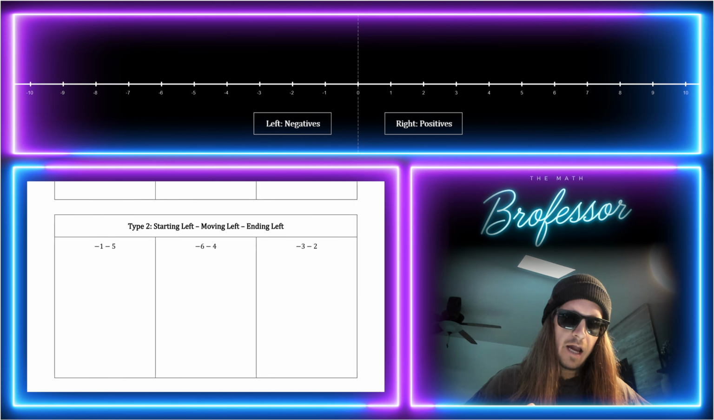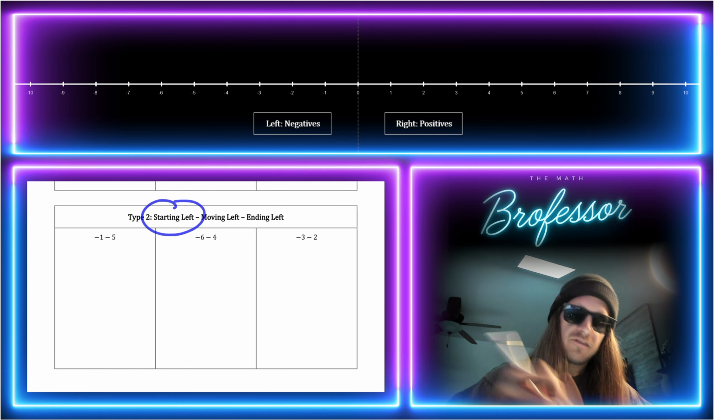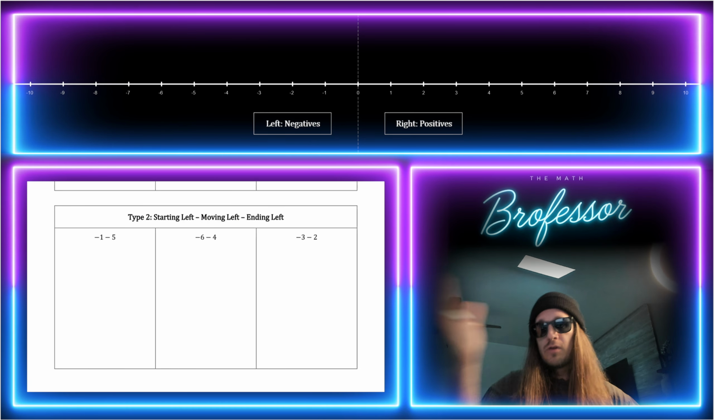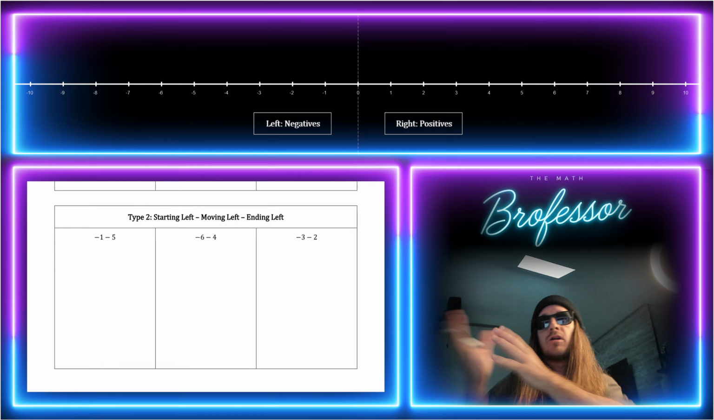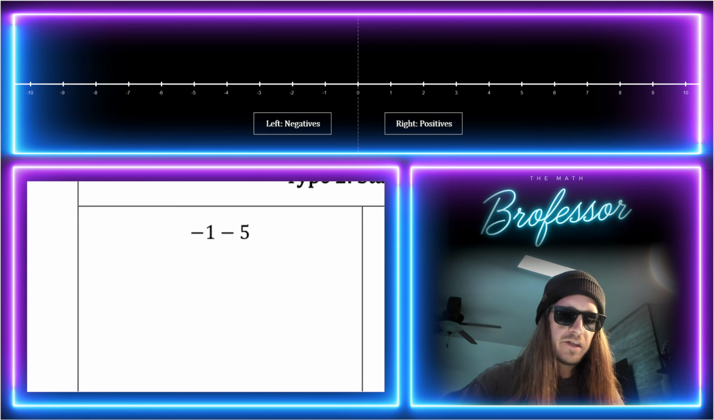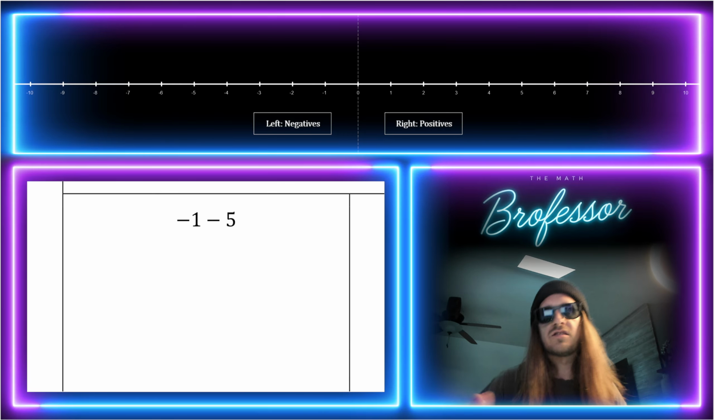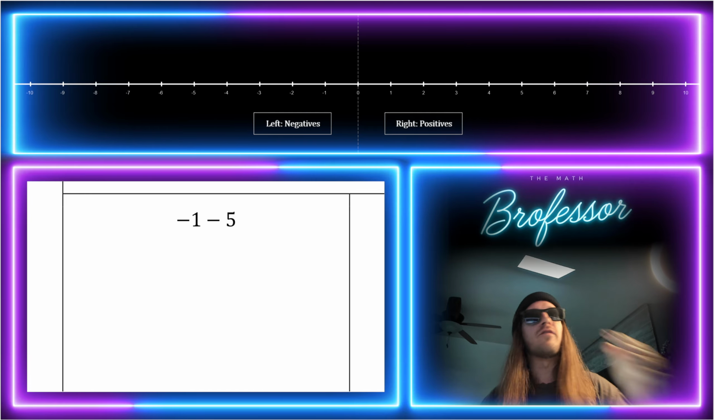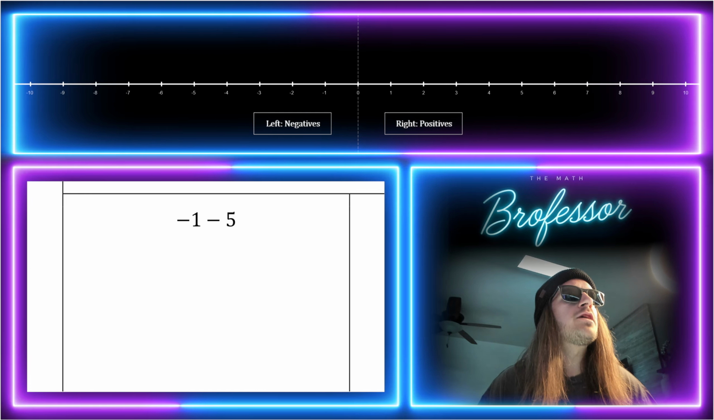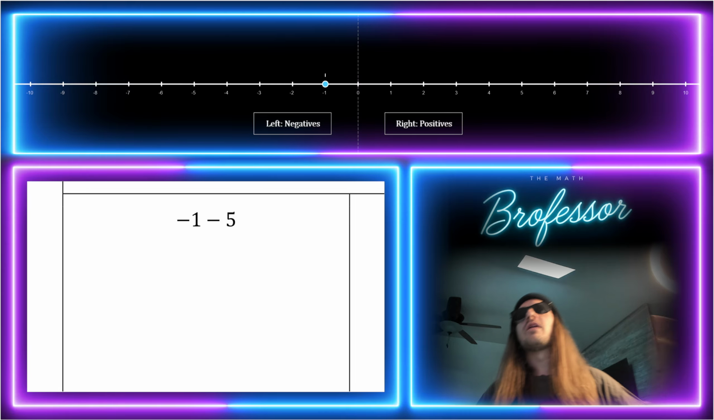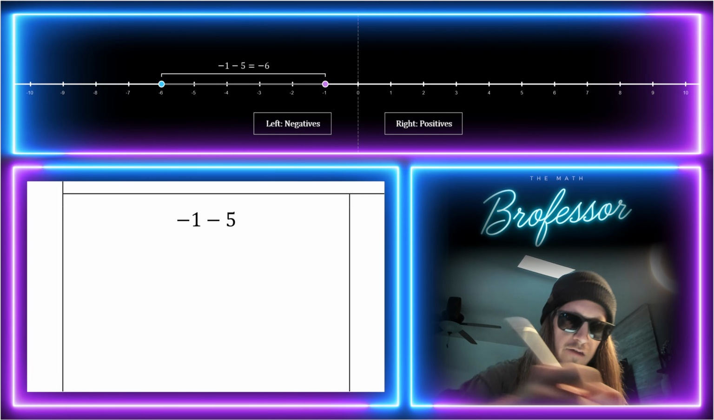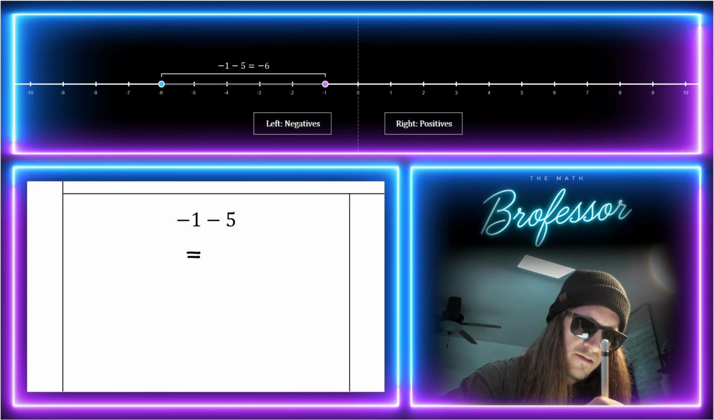So, right here, type 2, we're going to start on the left side of the number line, the left side of 0. We're going to move left. Which means we will be ending still on the left side of the number line. So, this would be something like negative 1 minus 5. So, we're going to start at negative 1, and because we're subtracting 5, we're going to move 5 units to the left, and we'll see where we end up. So, starting on negative 1, we will move 5 units left, and that lands us on negative 6. Therefore, negative 1 minus 5 is negative 6.